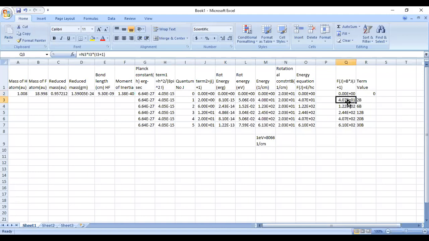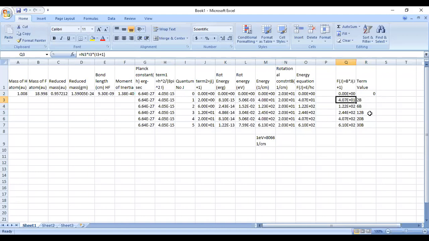For j equal to 1, the term value is 2b. For j equal to 2, the term value is 2b. So what do you have to compare that? Suppose j equal to 1, the value should be equal to 2b. B is the rotation constant, 20, which we have calculated. Now you compare this: 2b is 20 into 2, so it is of the order of 40.